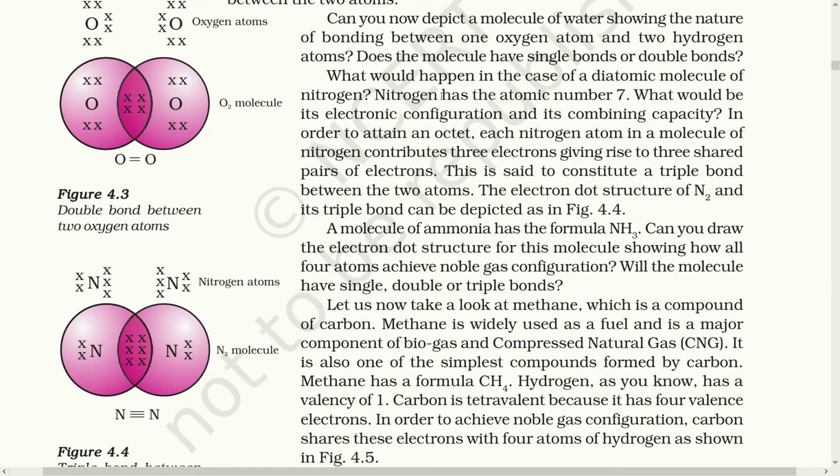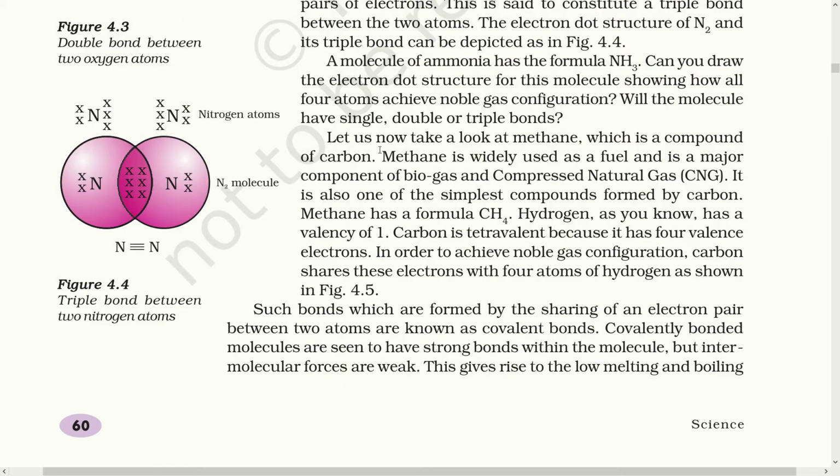In the same manner, nitrogen has the atomic number 7, so its electronic configuration would be 2 and 5. It needs 3 more electrons to form an octet. In order to attain an octet, each nitrogen atom in a molecule of nitrogen contributes 3 electrons, giving rise to 3 shared pairs of electrons. This is said to constitute a triple bond between the 2 atoms. The electron dot structure of nitrogen and its triple bond can be depicted as in figure 4.4.